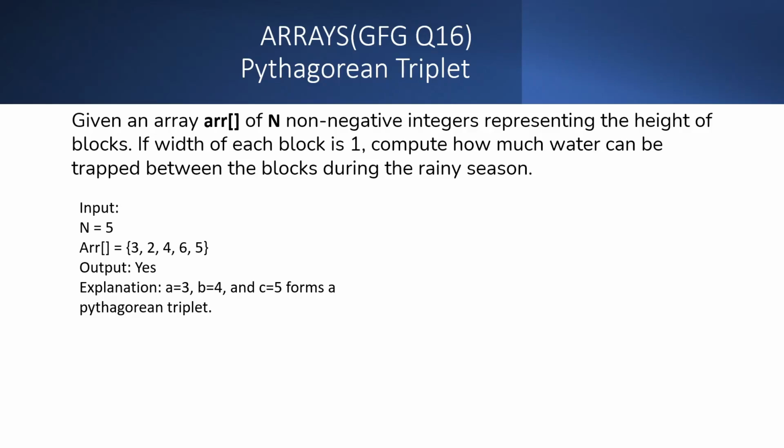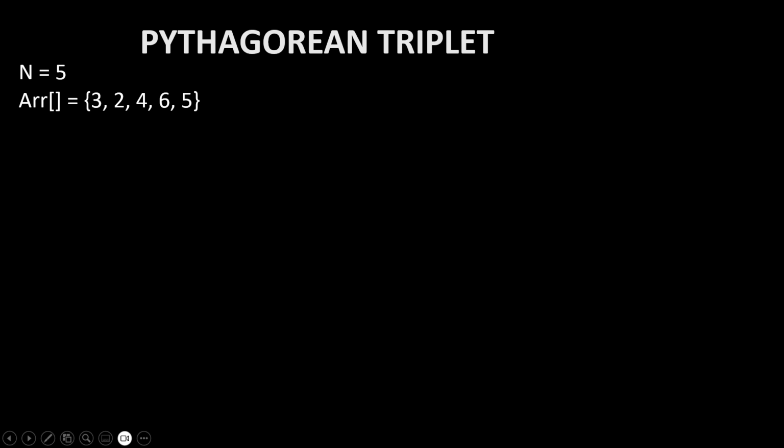Hey, welcome everyone. Today we're going to discuss the Pythagorean triplet question, question 16 of arrays from GeeksforGeeks. Must-do coding question for interview. So just have a quick look at the question, and after that we will be discussing the approach to the question. Now, what does this question say?